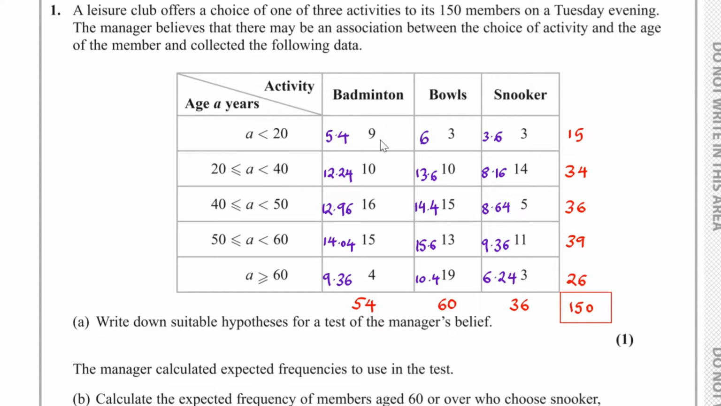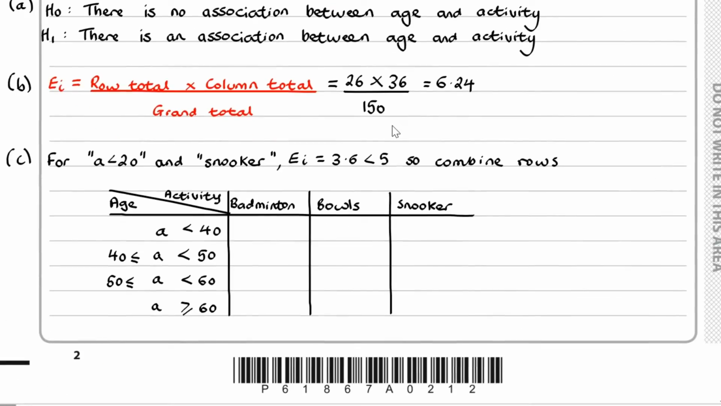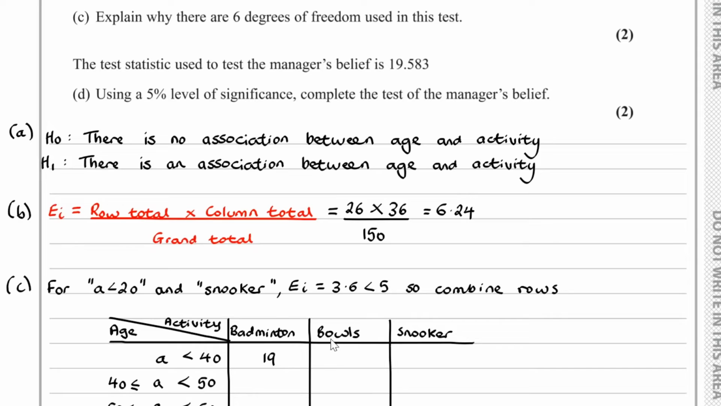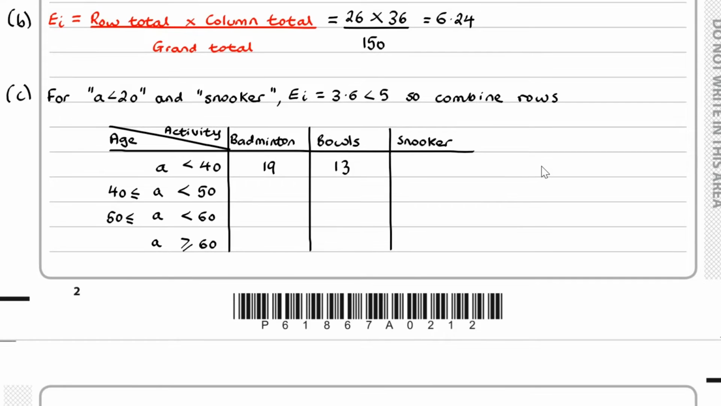So let's just add together the observed values. So 9 plus 10, that's 19. And then for balls, 3 plus 10, that's 13. And then for snooker, 3 plus 14, that's 17. And then for the rest of the values, those remain the same. So we have 16, 15, 5, 15, 13, 11, 4, 19, and 3.